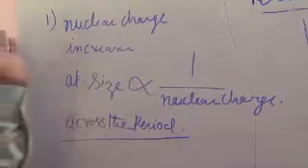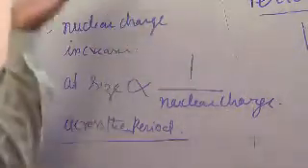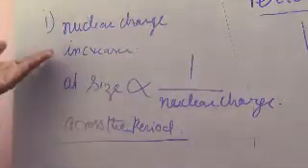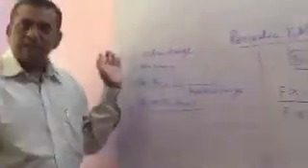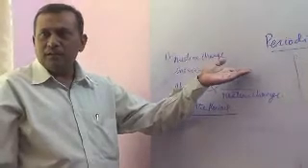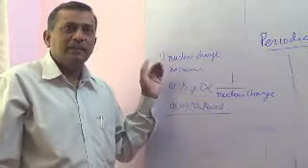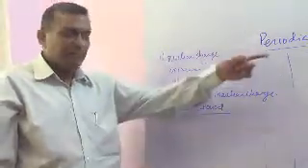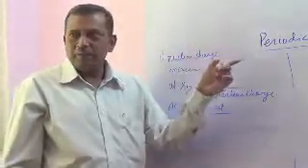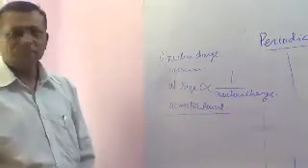If you go from left to right across the period, what will you see? The number of shells remains the same. Suppose period number 3. In period number 3, all the elements have the same shell number. But what is increasing? Nuclear charge is increasing. If you see the periodic table, nuclear charge is increasing. Right? So as the nuclear charge increases, the atomic radius decreases.